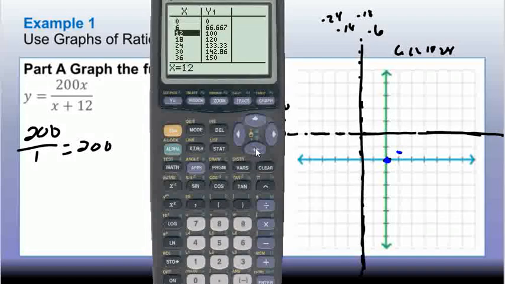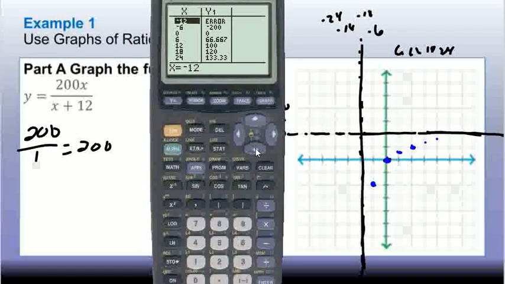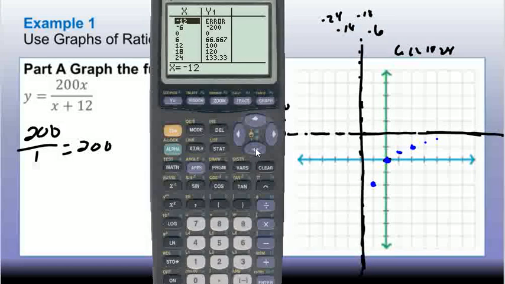Okay, now 12 is at 100. That would be here. And then we have 18 is at 120 there. 24 is 133. So then it just keeps getting closer. If I were to go up to -6, that's a -200. -6 to -200 would be right here. And if I went up to 12, there's an error message because that's the asymptote. So this one would look like this.